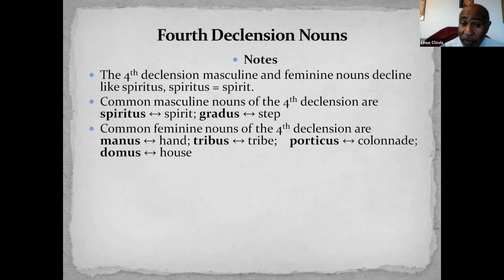Common feminine nouns of the fourth declension are manus, the hand; tribus, a tribe; porticus, a colonnade; and domus, a house.